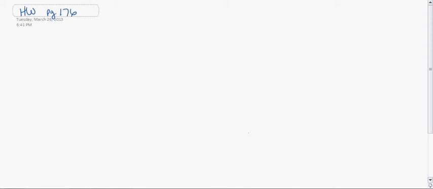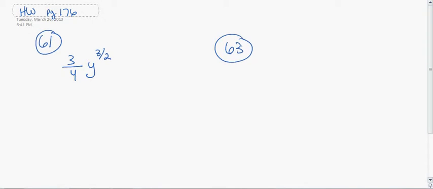This video is going to take a look at homework problems on page 176, and I'm going to do problem 61 and then problem 63. So 61 is 3/4 y to the 3/2 power minus 1/4. My 4 looks like a y. There, that's better. 1/4 y to the 3/2 power.